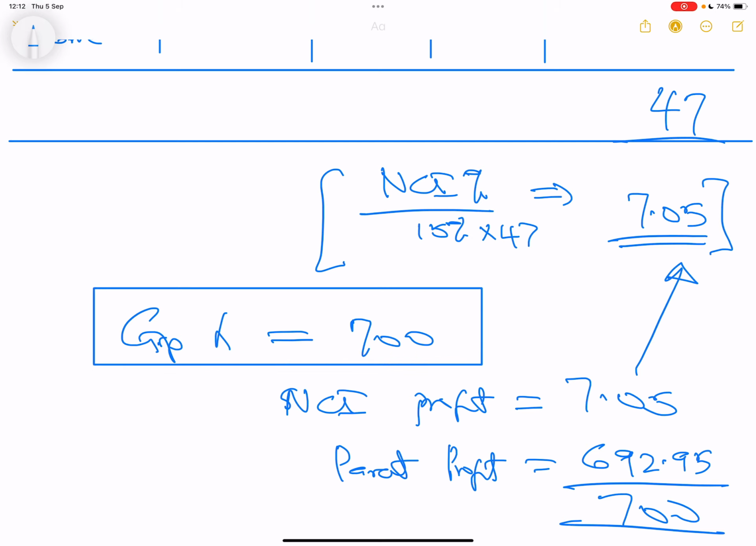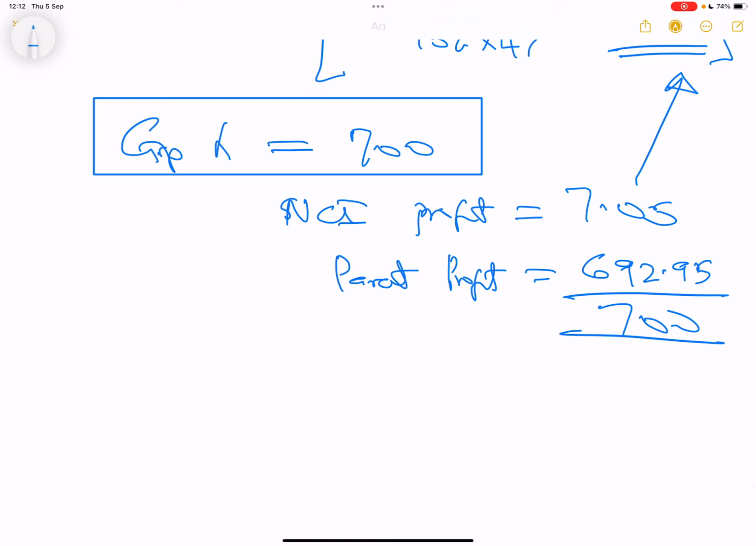So that's the mechanism, which is what I want to quickly show you. And you will appreciate it better when we go into questions itself. And that will be in the next video where I'll be looking at a full exam question.